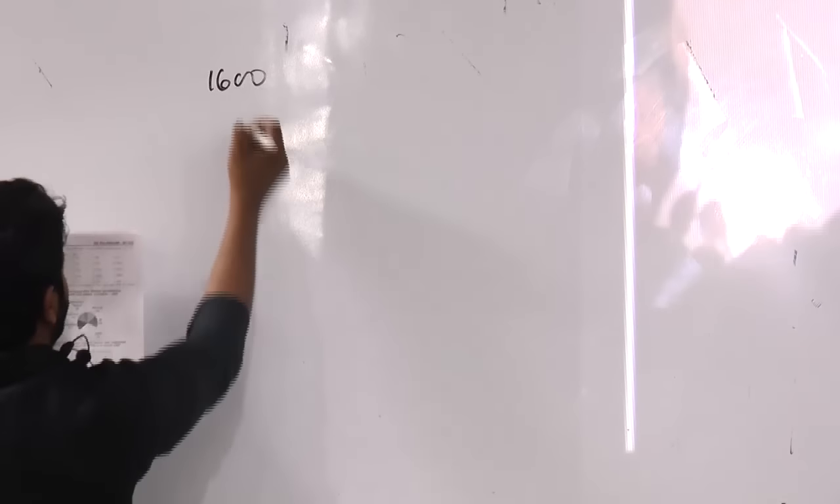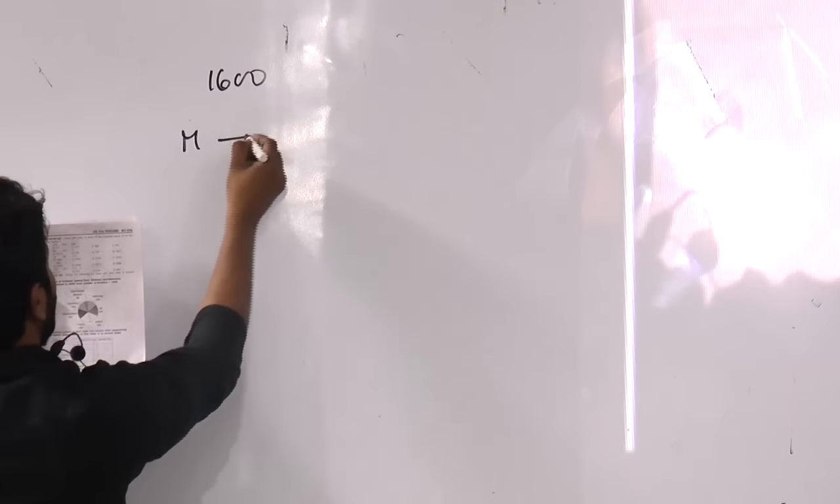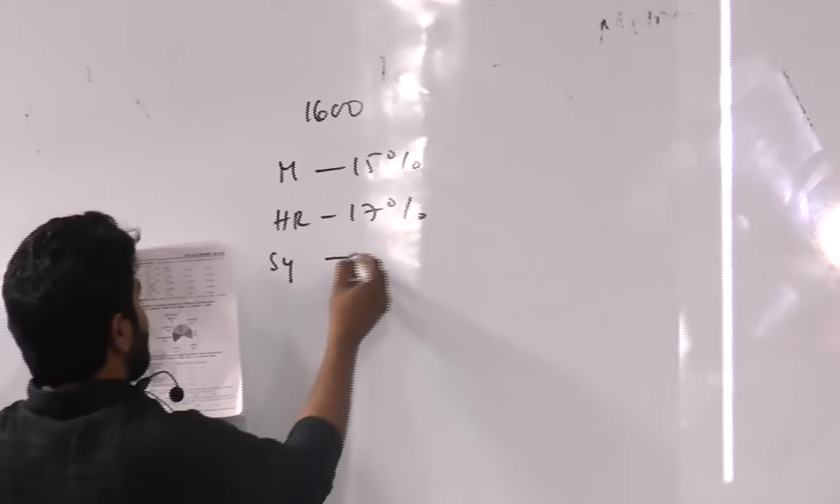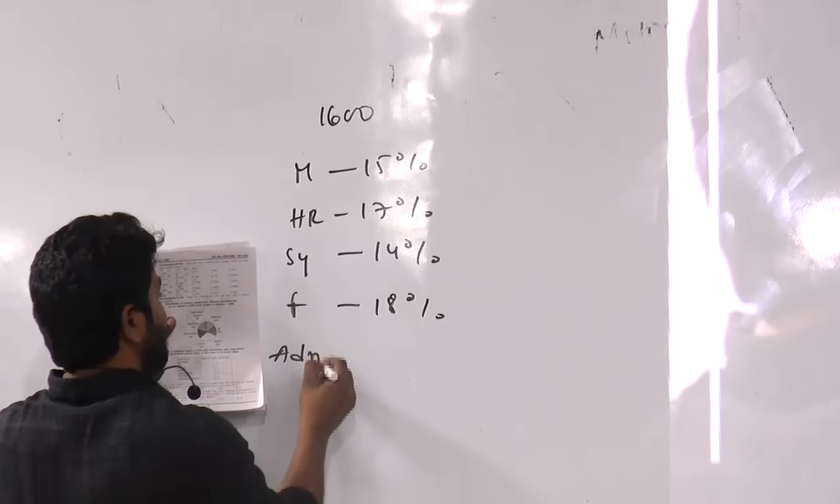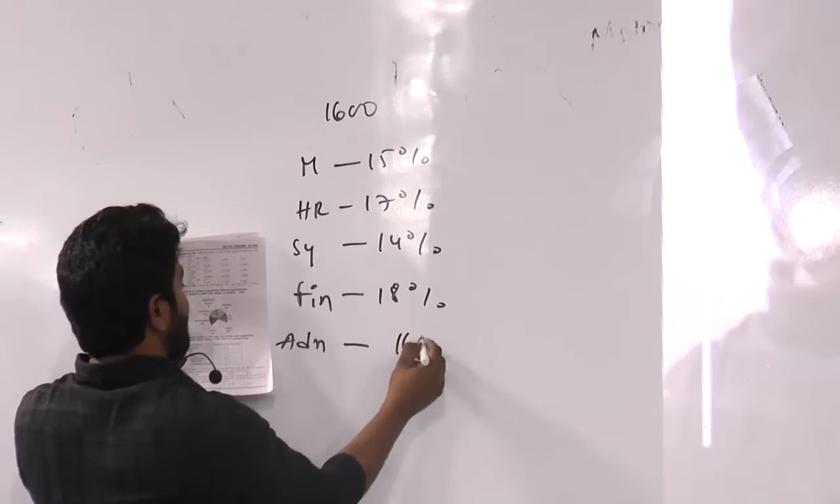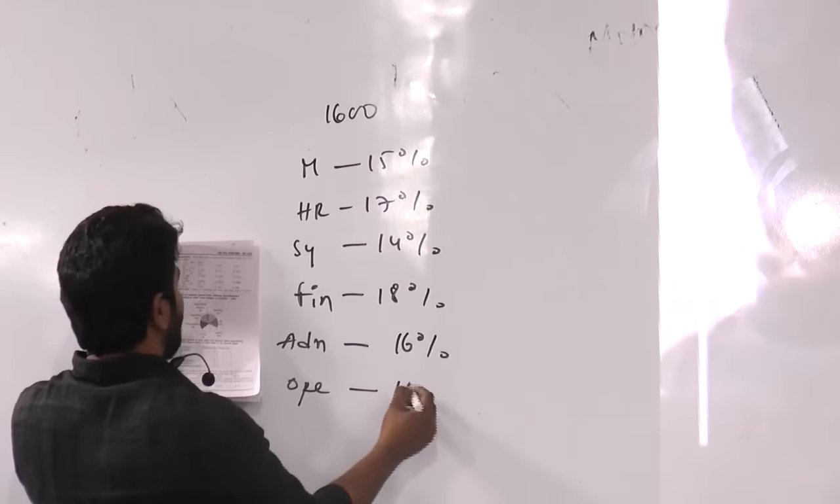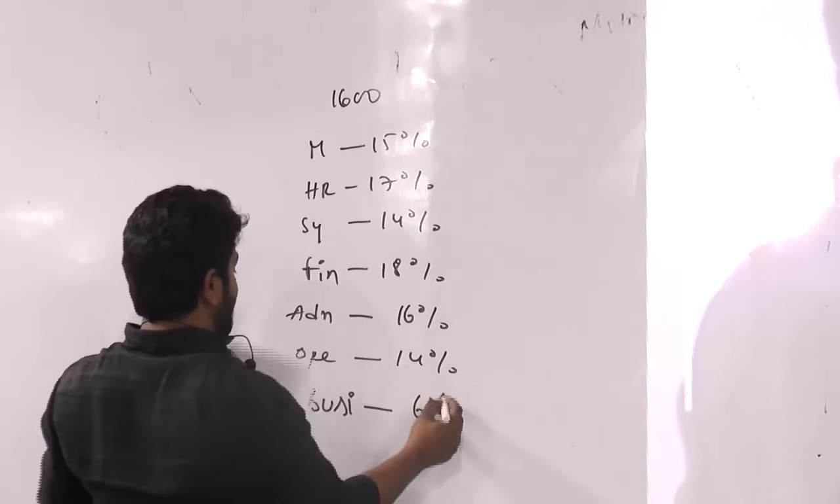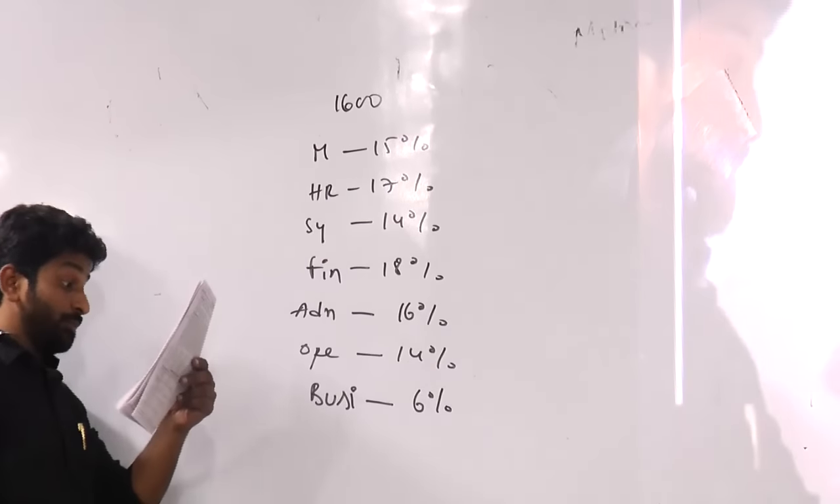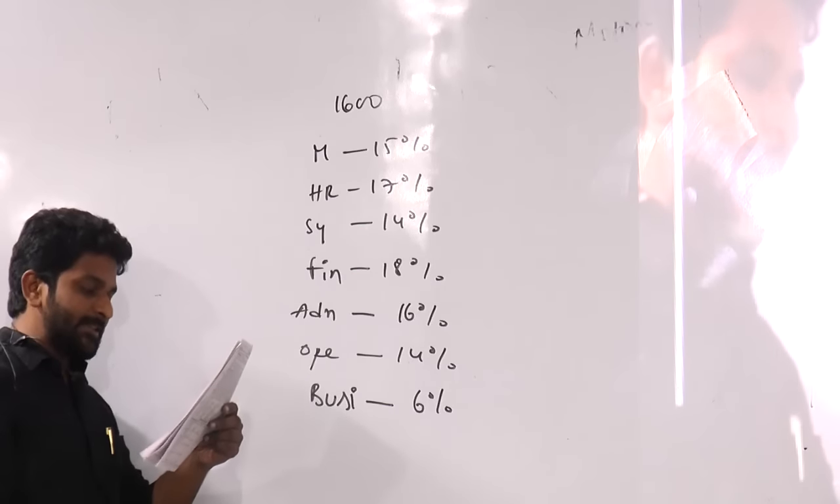Okay. So the distribution of students passed from different specializations at a B school in 2008, total number of students 1600. You have the segregation: marketing 15%, HR 17%, systems 14%, finance 18%, administration 16%, operations 14%, and business 6%. And the next table gives you the ratio of students passed in first class to second class.